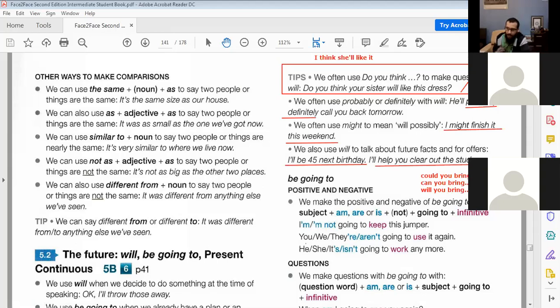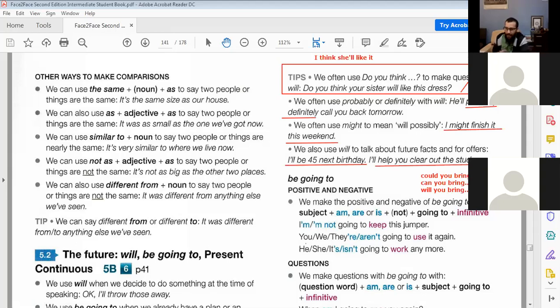So it's, you know, how they offer. And will also gives a fact about the future. I'll be 45 next birthday. It's not an opinion. It's not a prediction. It's just a fact. Okay? Do you get the idea?